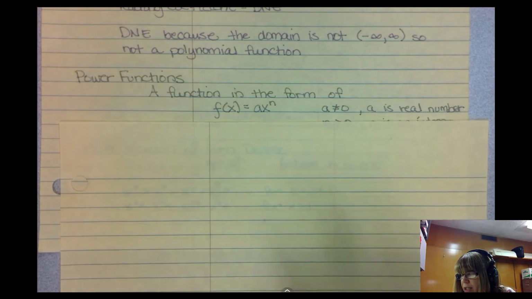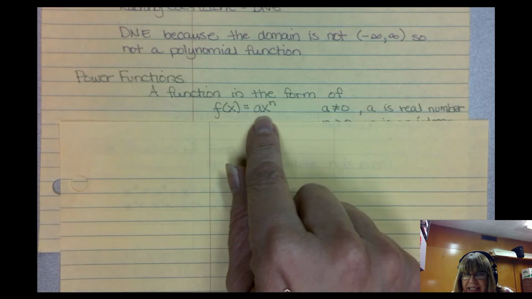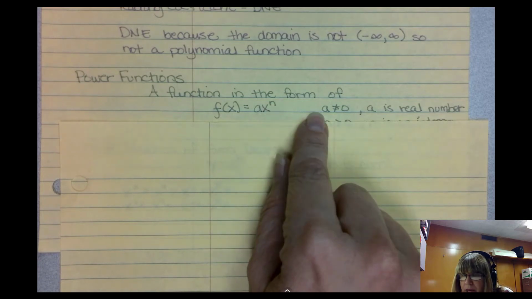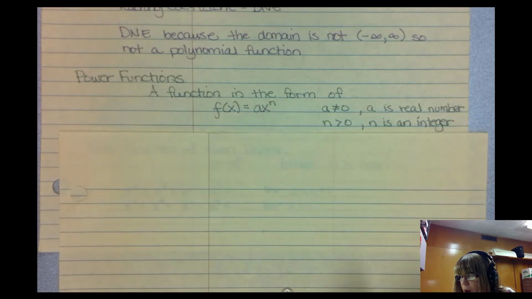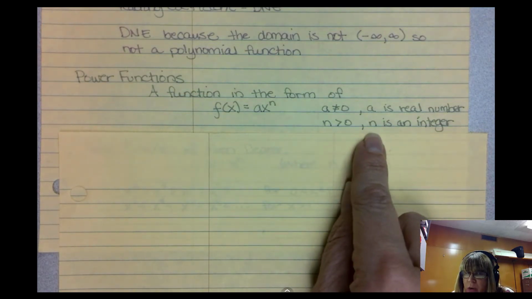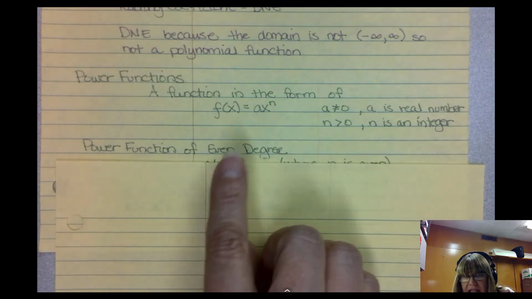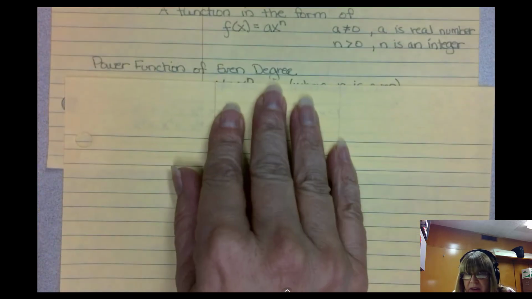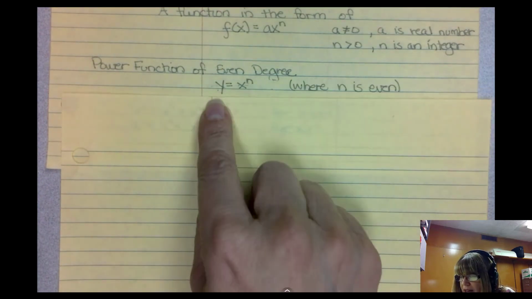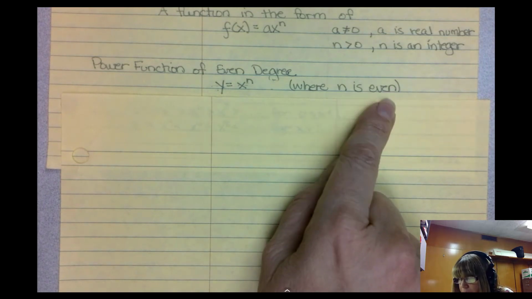A power function is just in the form f(x) = a x^n, where a is a real number and it's not equal to 0. Also, n is greater than 0 and it's an integer, so no fractions are the n values. So n could be 1, 2, 3, 4, 5, and so on. Our power function, when we have an even degree, we get some information out of there. We have something that looks like y = x^n, where n is an even value.